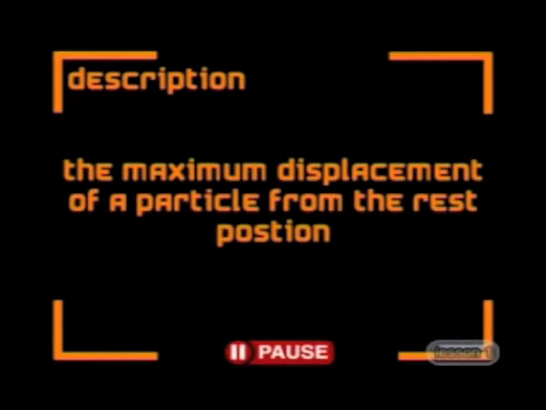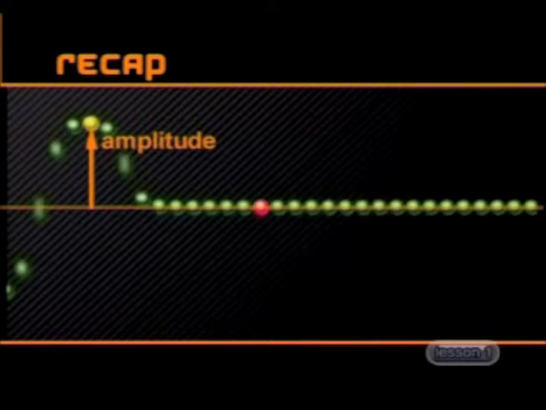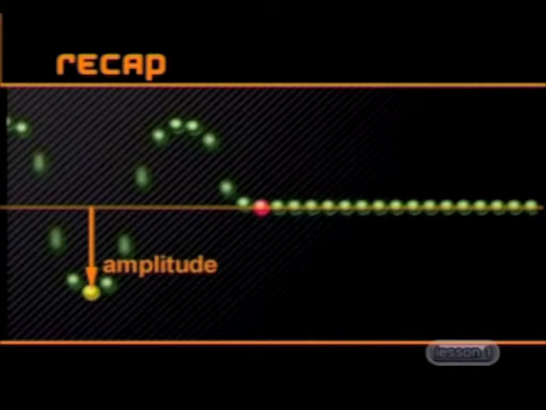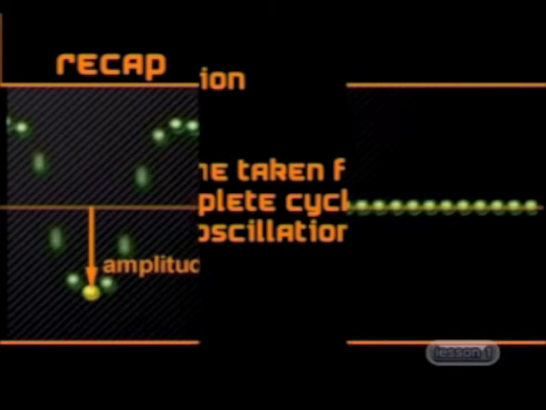The maximum displacement of a particle from the rest position. The maximum displacement of a particle from the rest position to the top of the crest, or from the rest position to the bottom of the trough, is the amplitude of the wave. The symbol for amplitude is capital A.